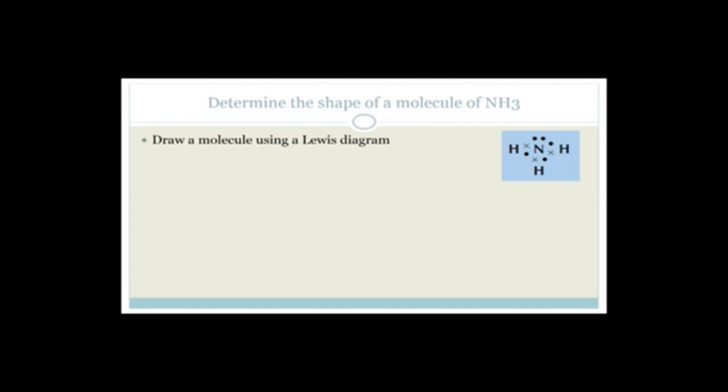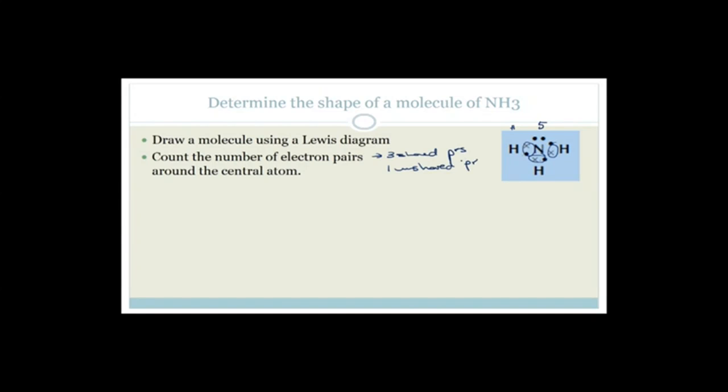Let's try ammonia. Again, we're going to draw the Lewis structure. So ammonia, nitrogen is in group 5, and hydrogen is obviously in group 1. So nitrogen is going to have 1, 2, 3, 4, 5. Right, so that's 5. Now, we count the number of shared electron pairs around the central atom. So do you agree we've got 1, 2, 3 shared pairs, three shared pairs, and we've got one unshared pair, or we also call it a lone pair, which is this up here. So there are four electron pairs, but three of them are shared and one is unshared.